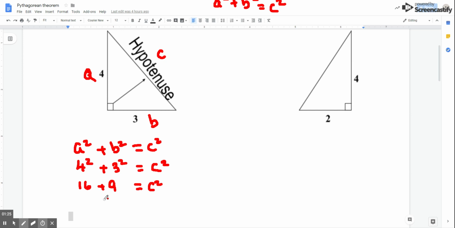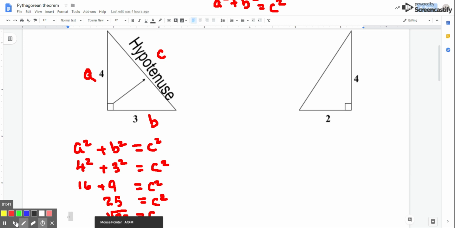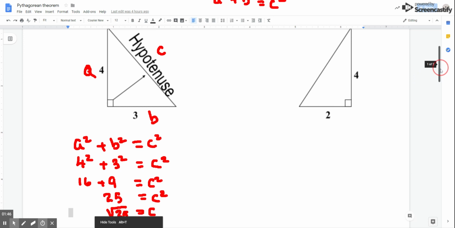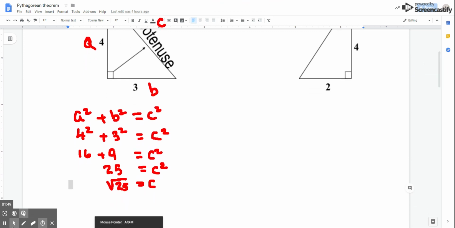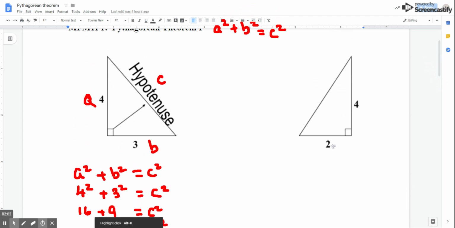When we add 16 and 9, we get 25. And 25 is equal to C squared. The opposite of squaring something is finding the square root. So we find the square root of 25 to find C. When we find the square root of 25, the square root of 25 is 5. So in this triangle here, the length of the hypotenuse is 5 units.